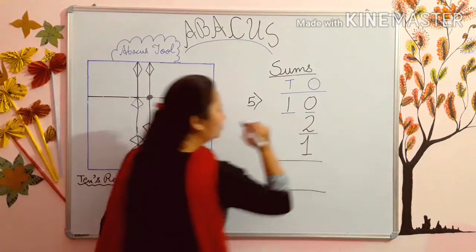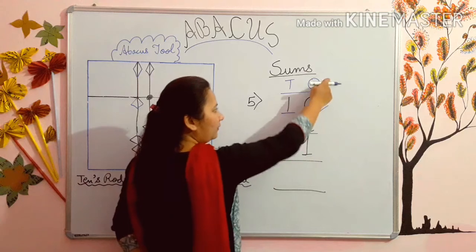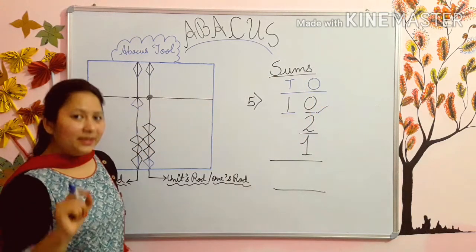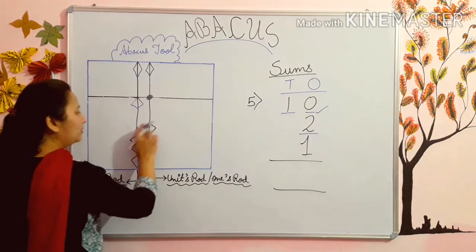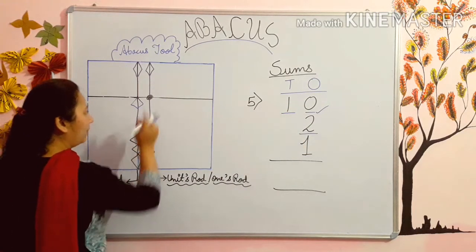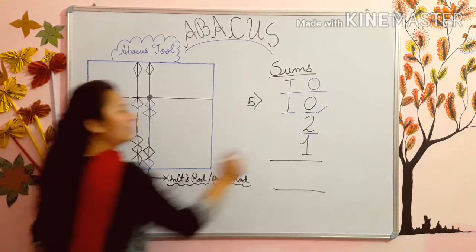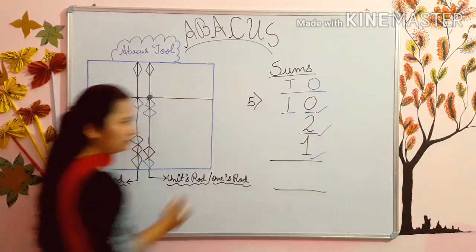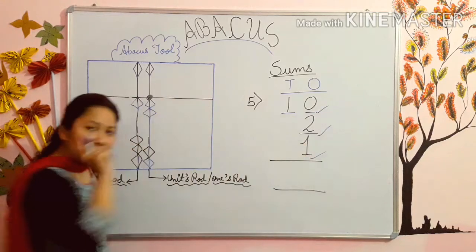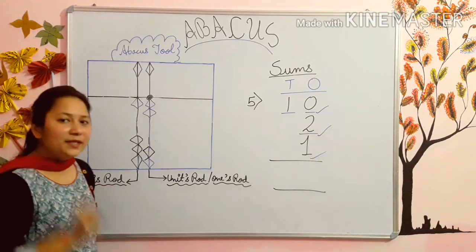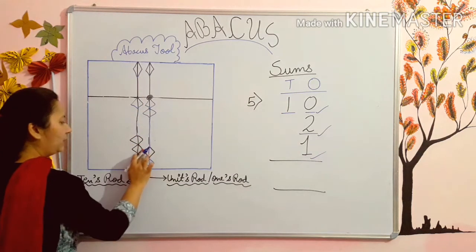Now the next is 2. This we have done. So 2 will go in ones rod and no sign means add. So you will add 2 in ones rod, means you will put the 2 beads up. It's very easy, kids. Now the 1. 1 will go in ones rod and you have no sign means you have to add. Add means put the bead up. So 1 will go in ones rod and put the bead up.